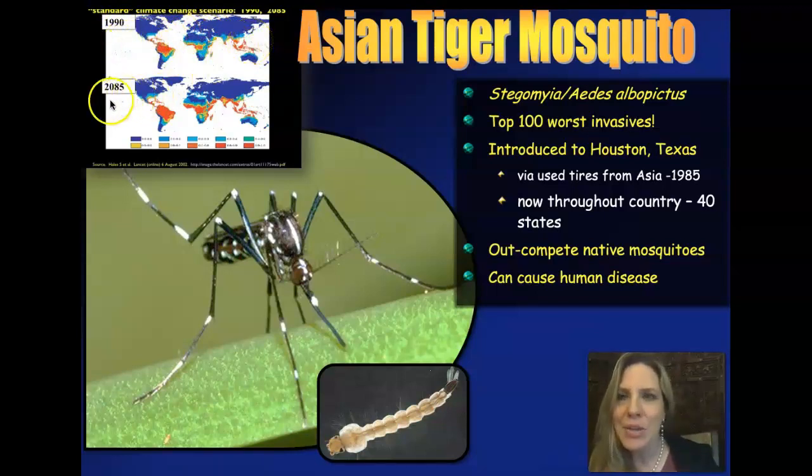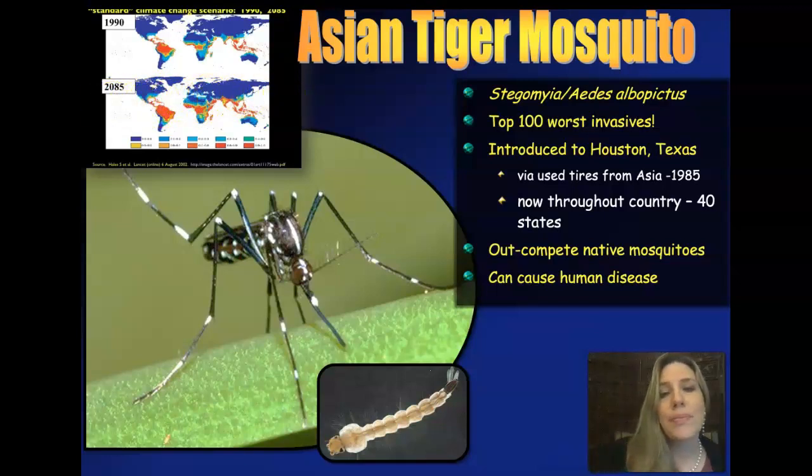And then under climate change scenarios by 2085, you can see that the range would have greatly expanded all through the world. So this is one example of many of where invasives may be aided by climate change scenarios, which of course might be correlated with human activities.